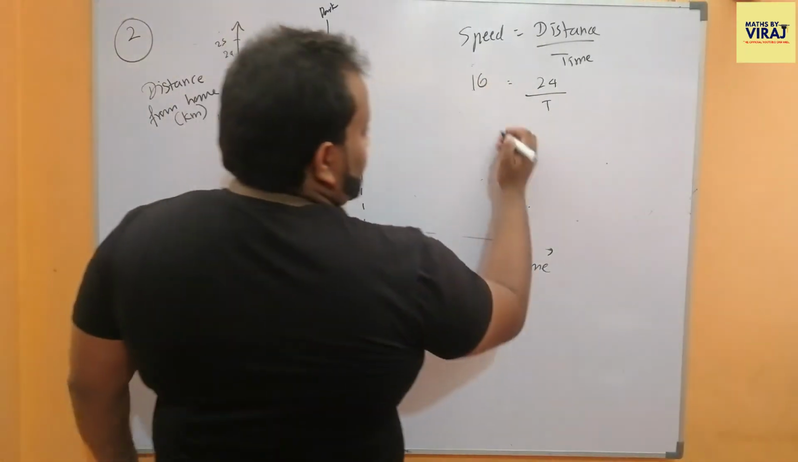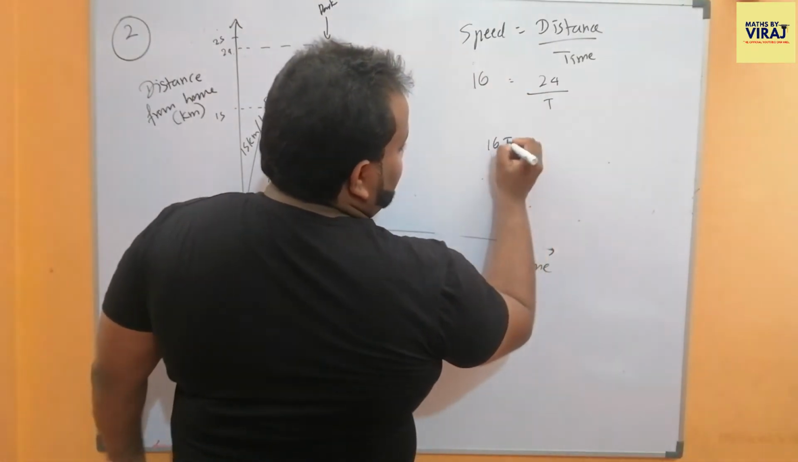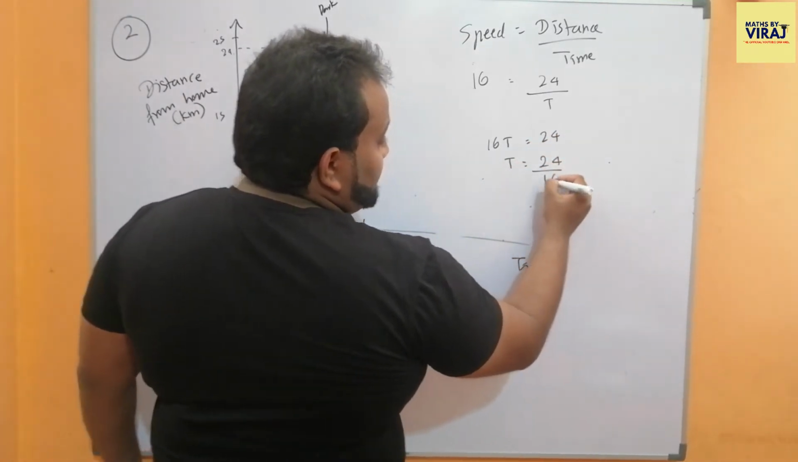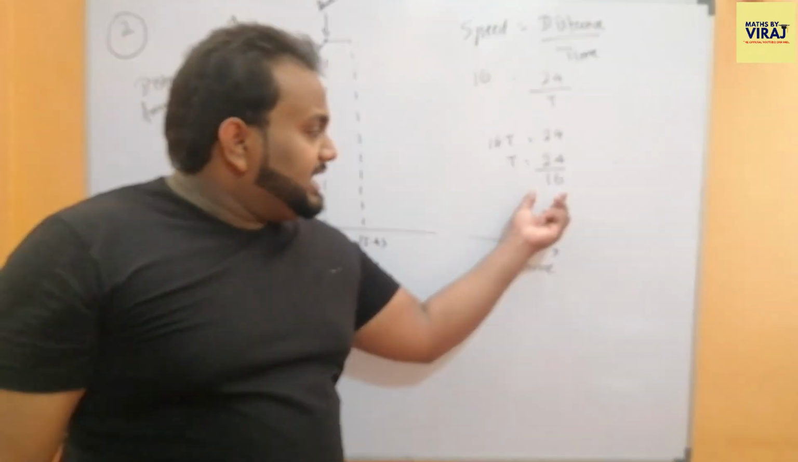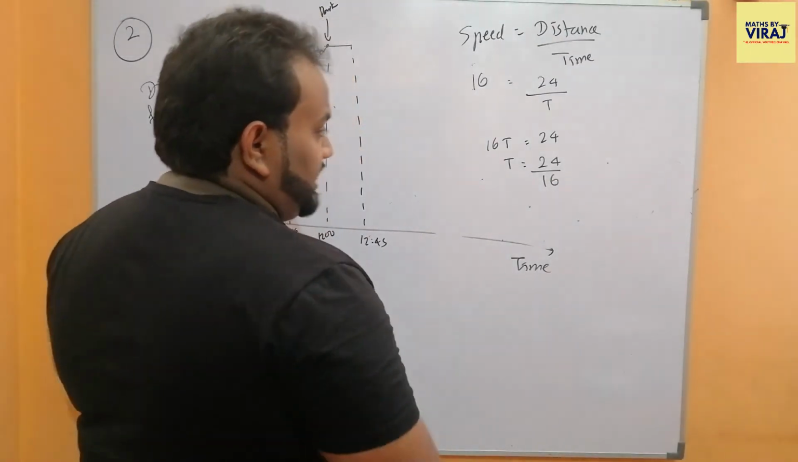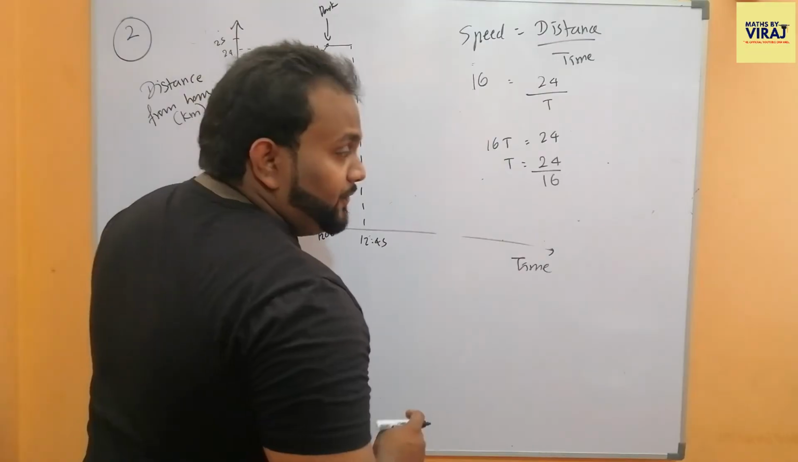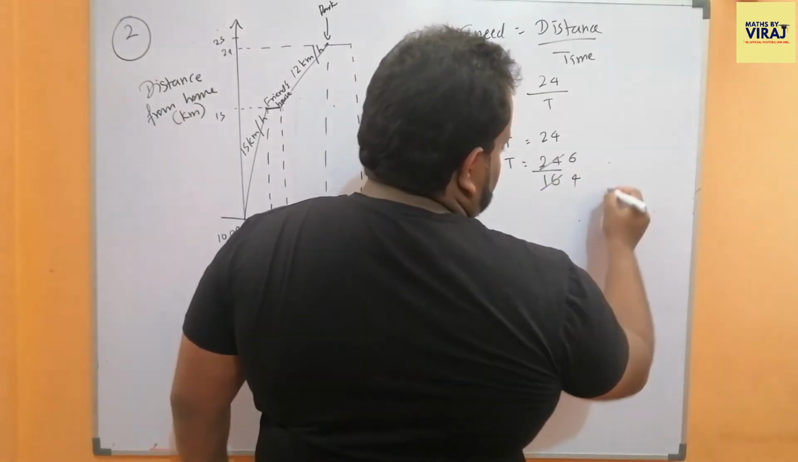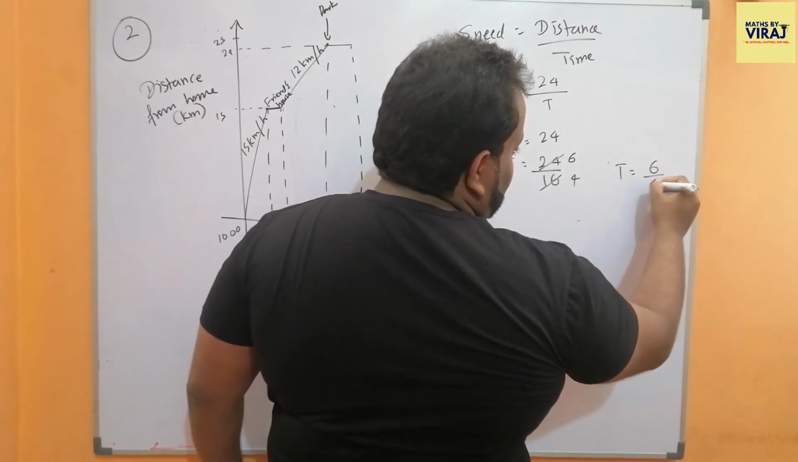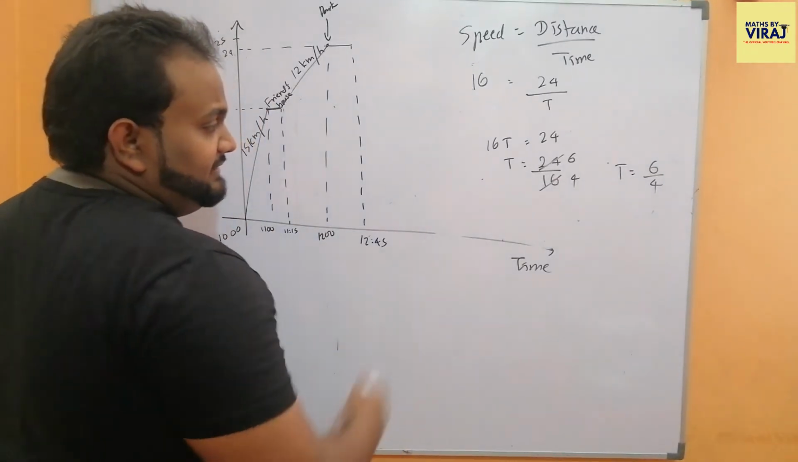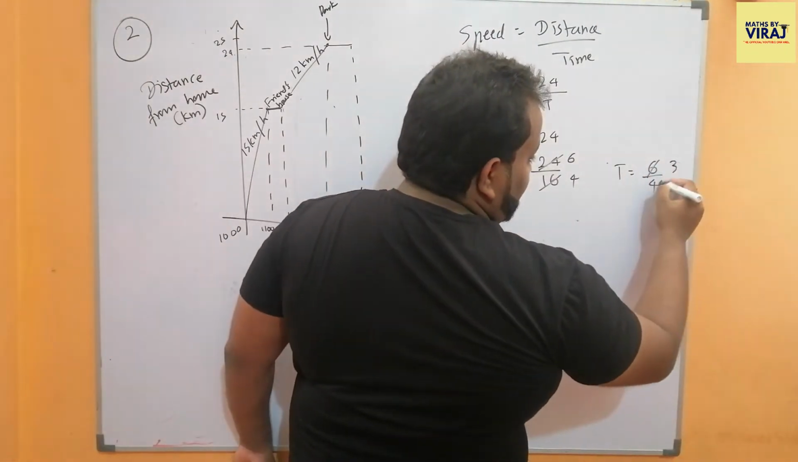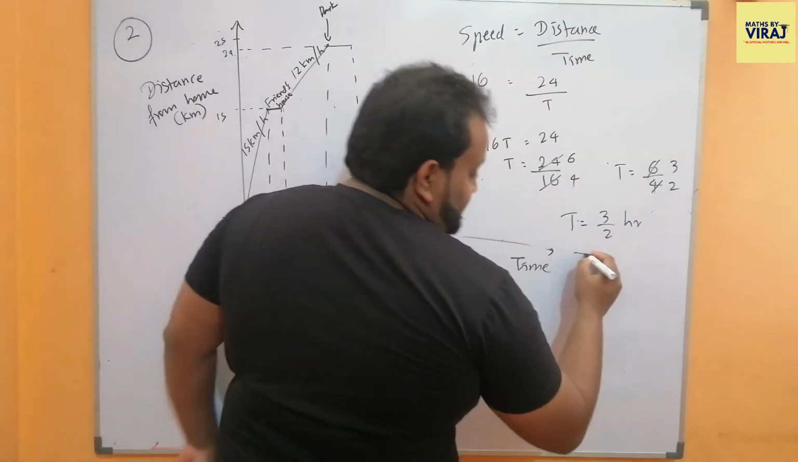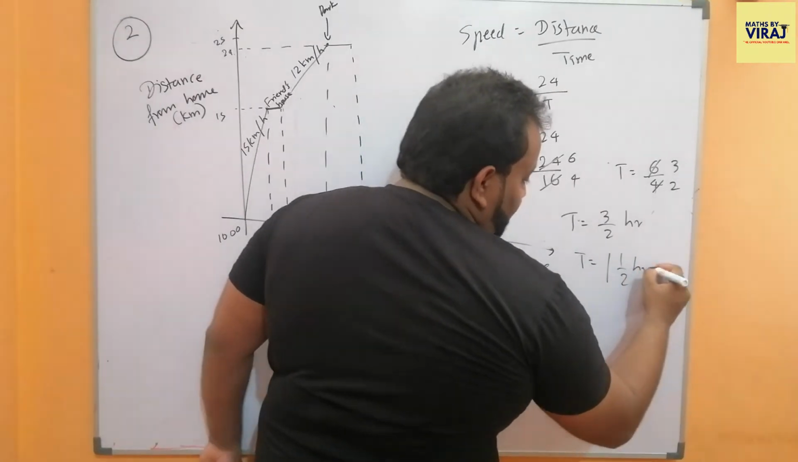Therefore, very easy. We can cross multiply. 16t is equal to 24. t is equal to 24 divided by 16. Remember, all these times are in hours. Now we can simplify top and bottom by 4. 4 times 6, 4 times 4. Therefore, t is equal to 6 over 4. This can also be further divided by 2. 3 and 2. Therefore, the time taken is 3 upon 2 hours, which is 1.5 hours.